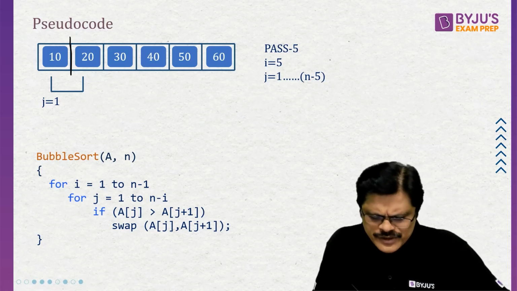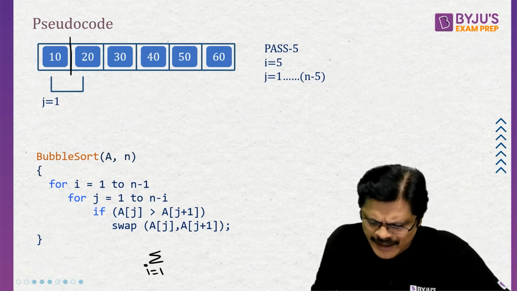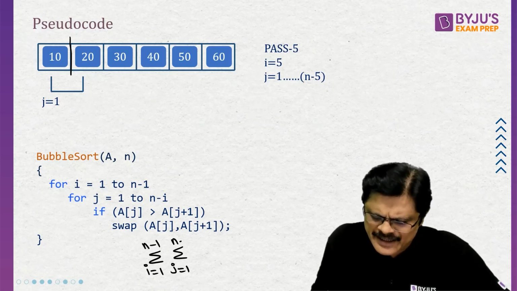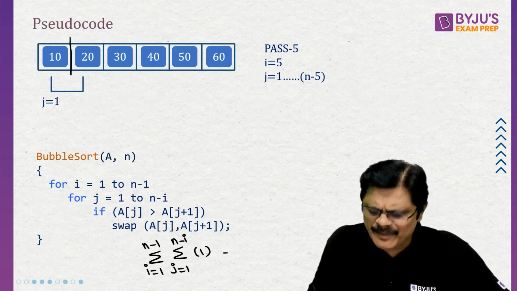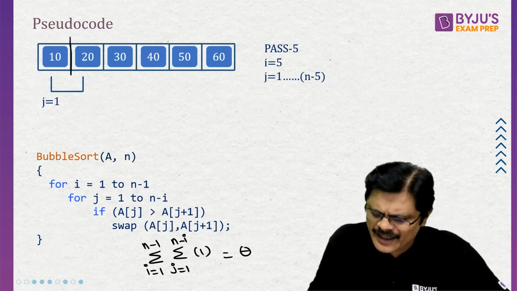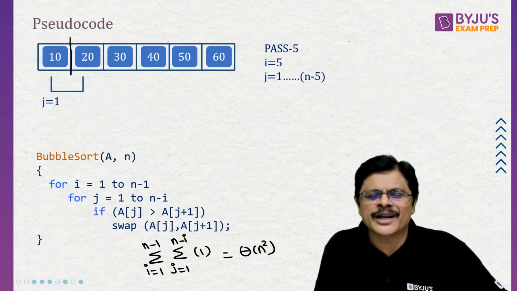Okay, so if you want, you can verify this using the summation notation. i varies from 1 to n minus 1 and j varies from 1 to n minus i. Each time you have a single statement. It can be easily verified that it is of order n square, my dear friends. So the complexity of the bubble sort algorithm is theta n square.